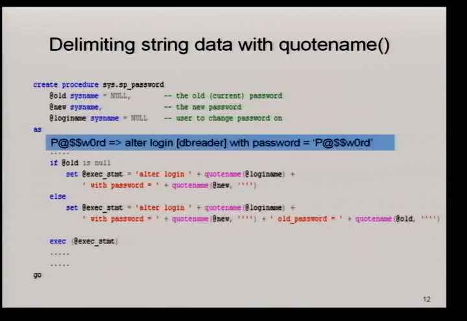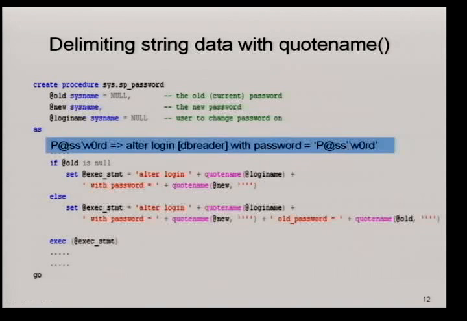So if you pass password as the password for this, the statement that gets formed is ALTER LOGIN dbreader WITH PASSWORD equals single quote, that's the beginning delimiter, and this is the ending delimiter, and that's the password. But if you have any single quotes within the password, QUOTENAME is going to double them up. So you can use the QUOTENAME function to delimit SQL identifiers, or you can also use it on string data.